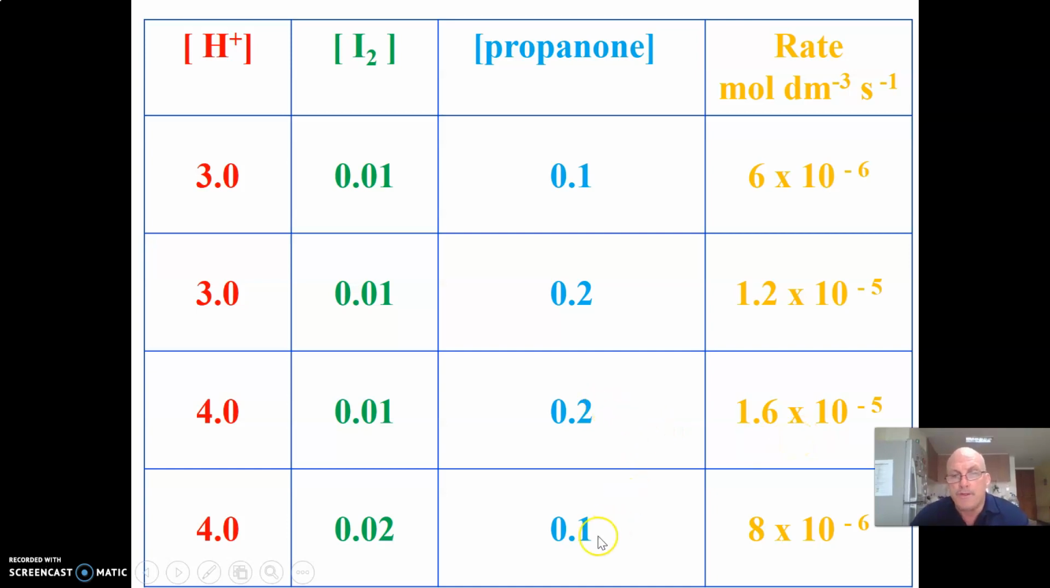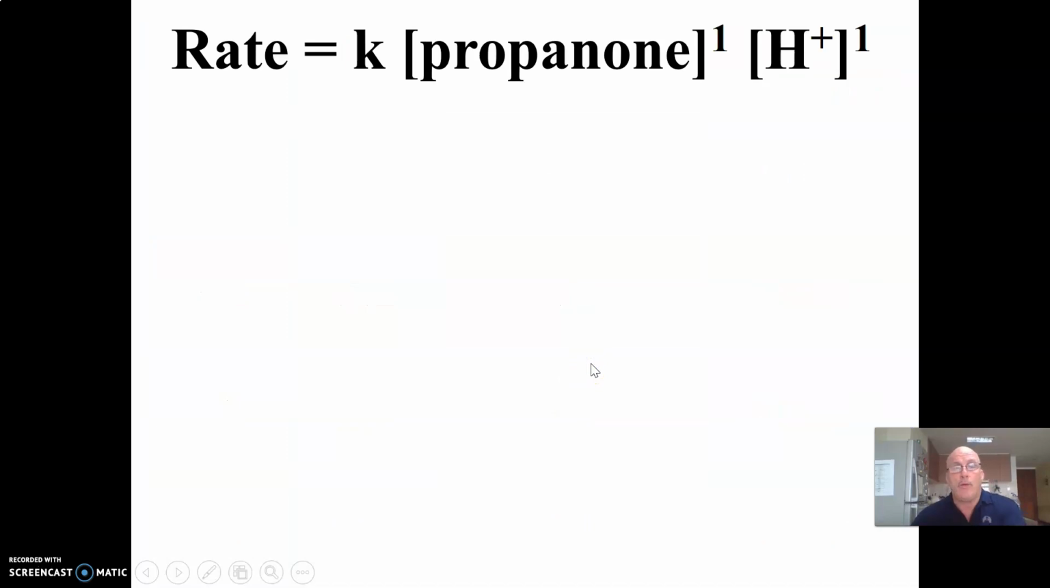And we know this is first order. So when this halves, which means that this doubling is irrelevant. It's not having any effect. It's not negating in any way. It's not changing the fact that this is halving, because the rate does halve, the rate does change. So therefore it must be zero order with respect to iodine. So we end up with a rate law like this where iodine is not involved.